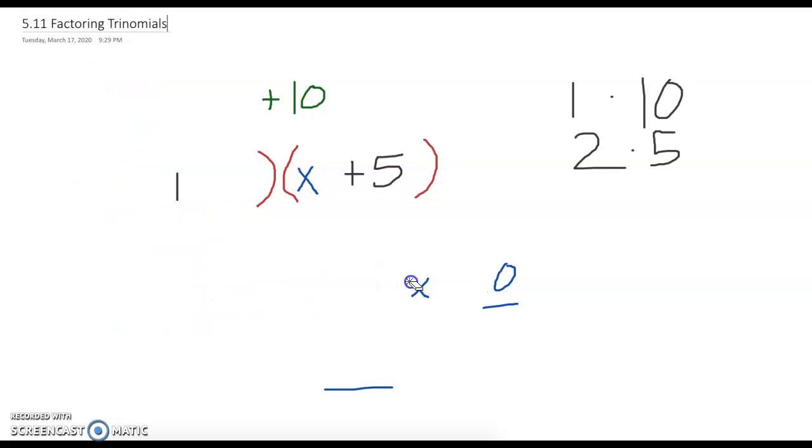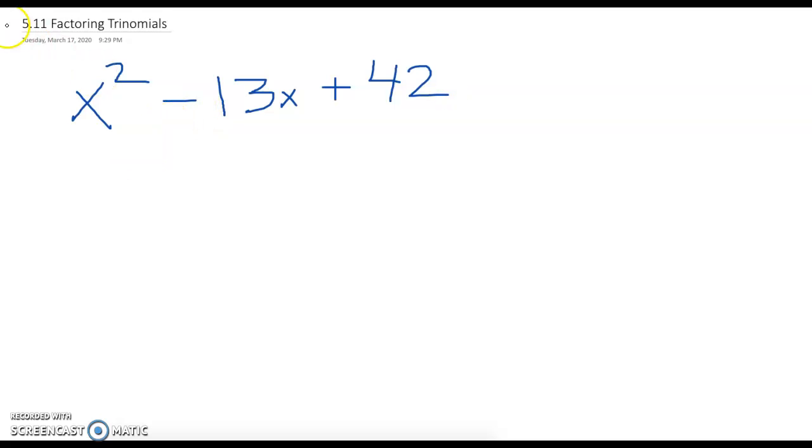As soon as I can erase everything. Another problem we can do is x squared minus 13x plus 42. Well, we know we're going to have a pair of x's, so we're going to have 2 parentheses. So we'll go x, x. Now we have to find the factors of 42.